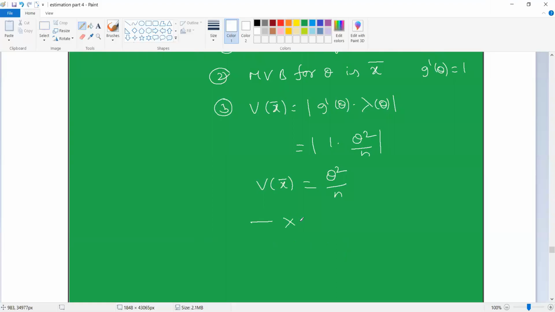These are very important examples. The Cramer-Rao inequality statement, regularity conditions, important remarks, and solid examples are explained. So, theory of estimation part 4 is over.